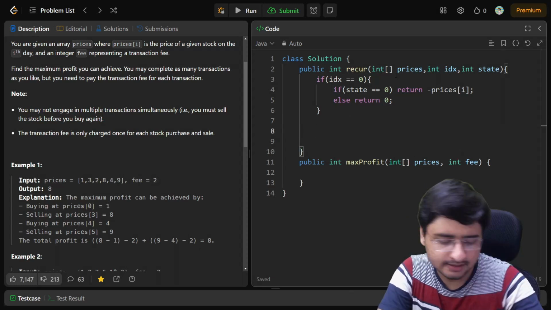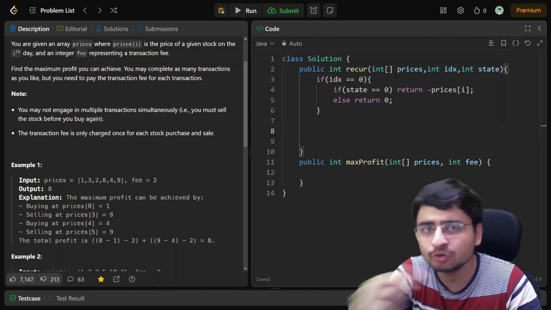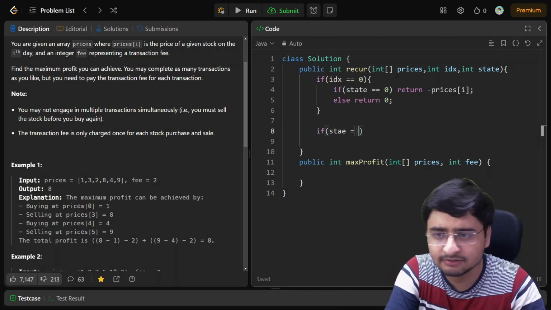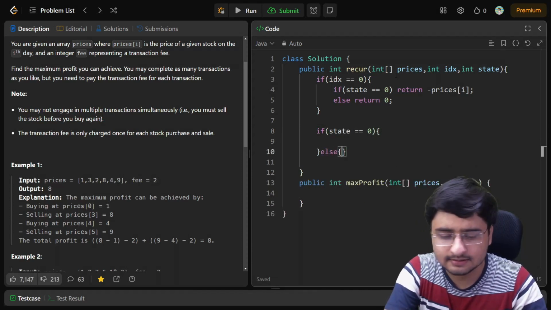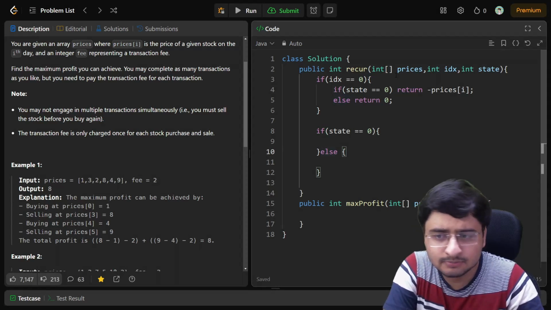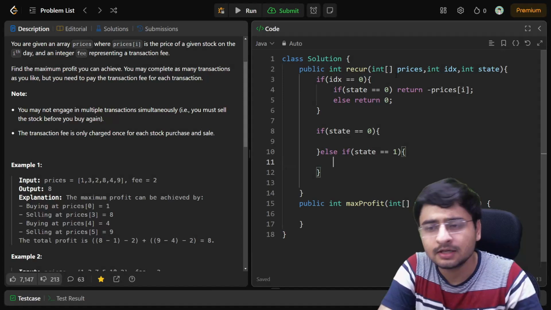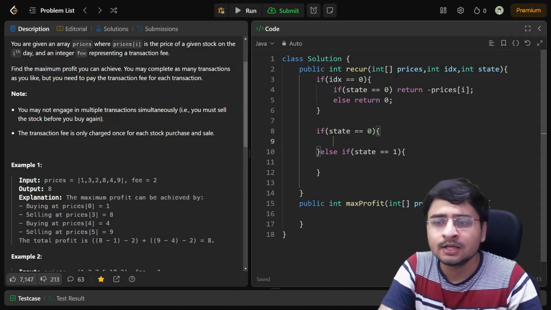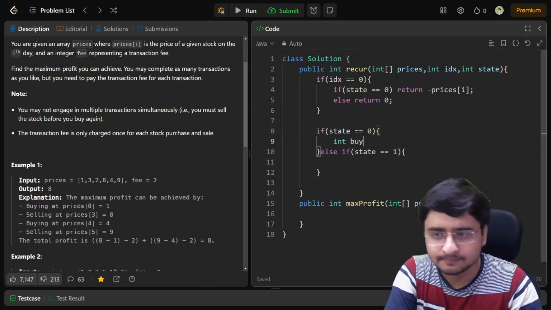So the 0th index is done. Let's move forward. Now for other indices, we are going to move according to the state we are in. If we are in the buy state, we are going to do things differently. Else, if we are in a sell state, we are going to do things differently. Just for the sake of understanding, I'm going to write else if state is equal to 1. I can also do it with state only, but I'm going to write state is equal to 2. Now, if we are in a buy state, there are two options. Either I can actually buy today.